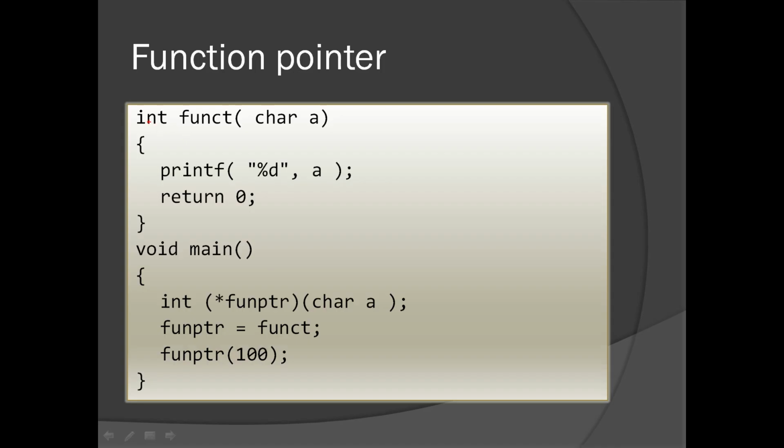So we have seen this program. We assigned the address of this func to funcptr. This is the type of funcptr, and we are calling the function like this, and we saw that this function is getting called.